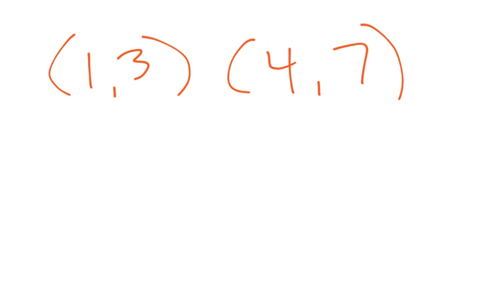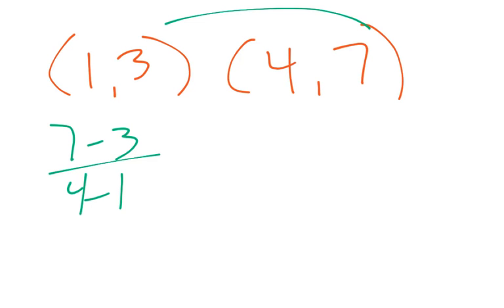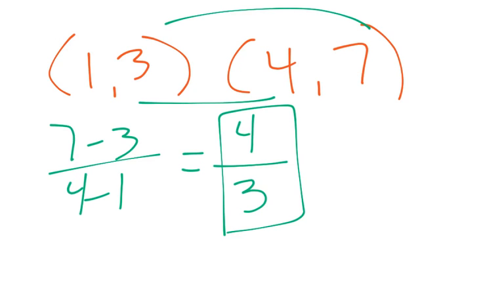If they give you 2 points, you can use your equation. Like for this one, you would say 7 minus 3 over 4 minus 1. It's important that you put the y's together and that you put the x's together. It's important that you go in the same order both times, and it's important that the y is on top. 7 minus 3 is 4. Over 4 minus 1 is 3. That is 4/3.